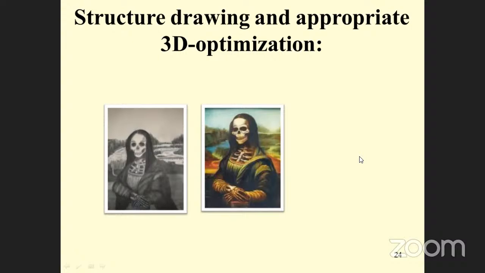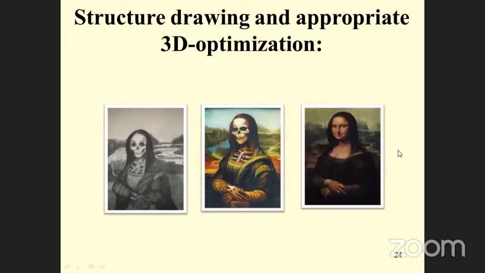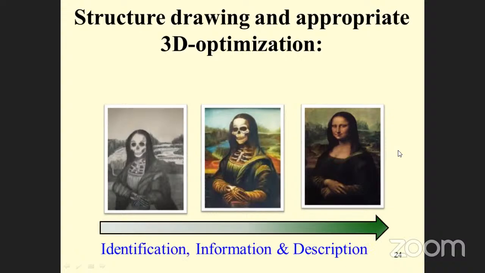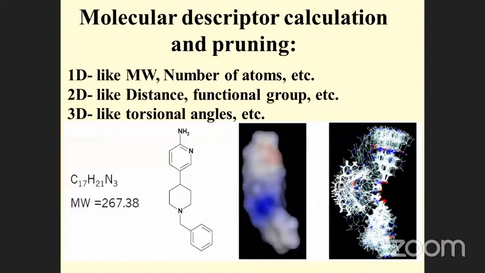And what happens when you choose the correct methodology, the correct way of optimization? Next, please. You get the perfect result. So correct 3D optimization is the most successful way to work in drug designing. That's why the lecture today began with DFT and other methods of optimization. Got my idea? Next, please. What we get: identification, information, and description about the whole thing. So let's say bye bye to Mona Lisa. Go ahead, Mona Lisa. Go.